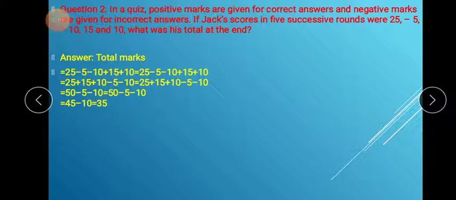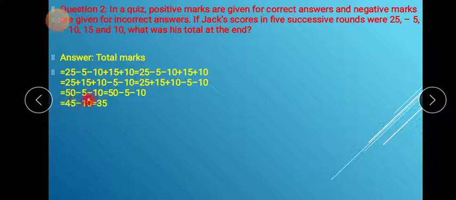So what we'll do, we will add the plus 1. 25 plus 15 plus 10. We are adding all the plus 1 first and minus 1 we are keeping last. So -5 minus 10. So 25 plus 15 means 40. 40 plus 10 is 50. So 50 minus 5 minus 10.